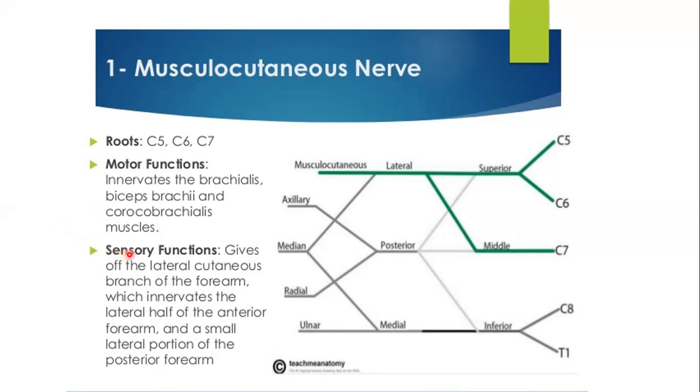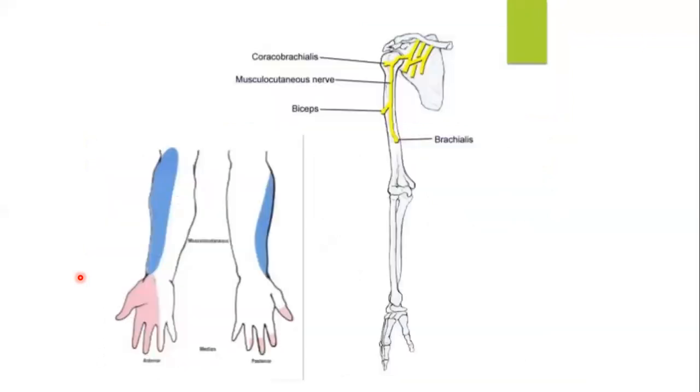The second part is the sensory part of this nerve, which serves a sensory function. It basically gives off the lateral cutaneous nerve of the forearm, a sensory nerve. This basically arises from the musculocutaneous nerve, and this innervates the lateral half of the anterior forearm and a small lateral portion of the posterior forearm.